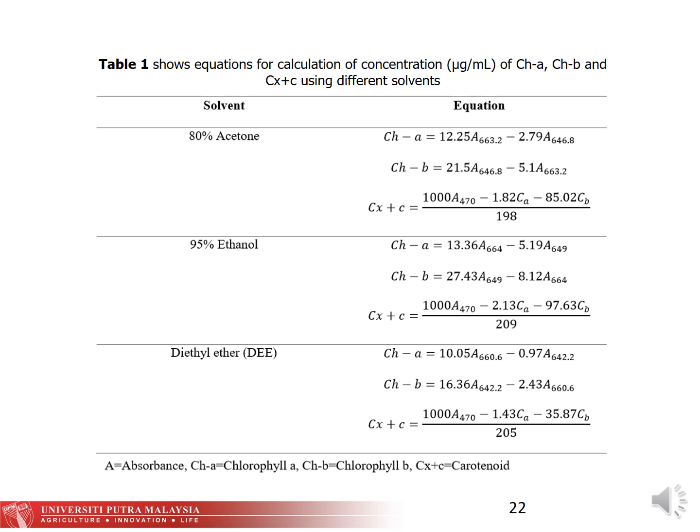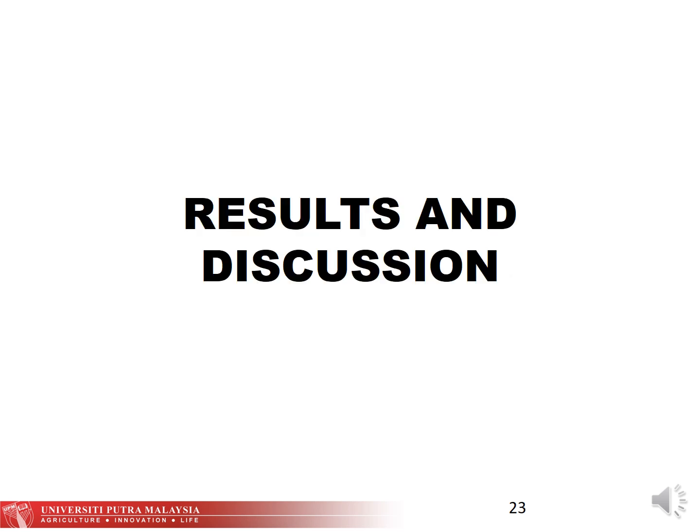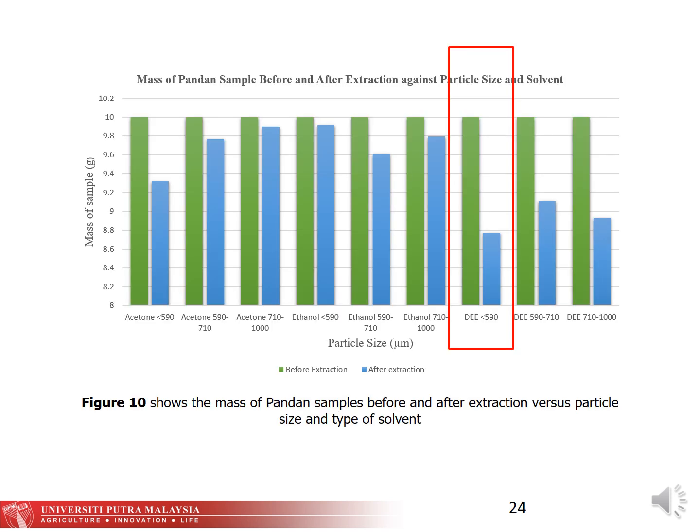Table 1 shows the equations for calculation of concentration of chlorophyll A, chlorophyll B and carotenoid using different solvents, which is obtained from literature. Now I'll proceed to the results and discussion. Figure 10 shows the mass of pandan samples before and after extraction versus particle size and type of solvent used. Based on Figure 10, pandan samples which were extracted by DEE experienced the greatest reduction in mass, followed by acetone and ethanol. The highest mass reduction among all the samples was obtained by pandan samples of less than 590 micrometer in size with DEE as the solvent.